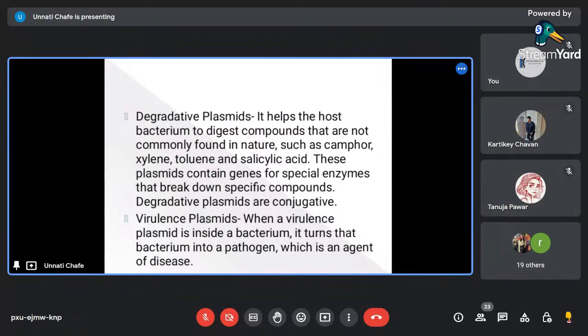Degradative plasmid helps the host bacterium to digest compounds that are not commonly found in nature, such as camphor, xylene, toluene, and salicylic acid. These plasmids contain genes for special enzymes that break down specific compounds. Degradative plasmids are conjugative. Virulence plasmid: when a virulence plasmid is inside a bacterium, it turns that bacterium into a pathogen, a disease-causing agent.